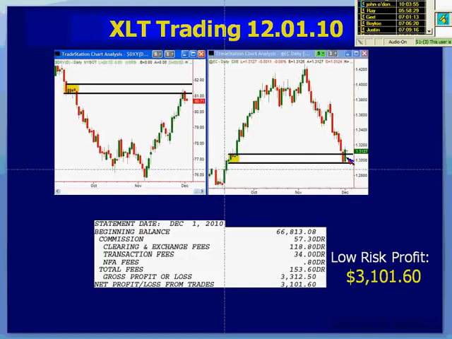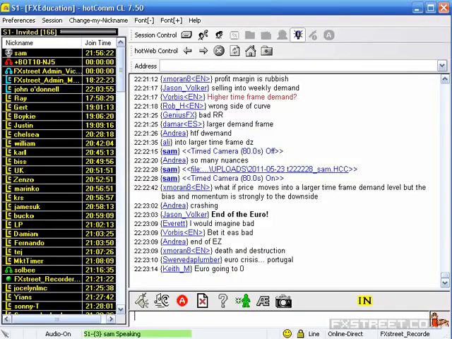But now here's the other side of it. Do you remember what the news was in the euro back then? Anybody remember what the news was? What was the news in the euro? Yeah, the end of the euro. Jason Volkner, they were talking about ending the euro back then.